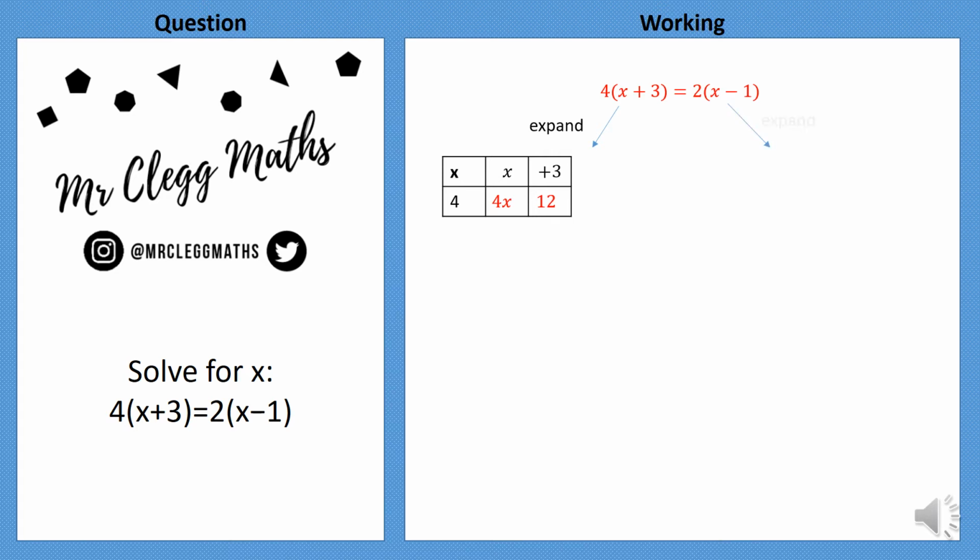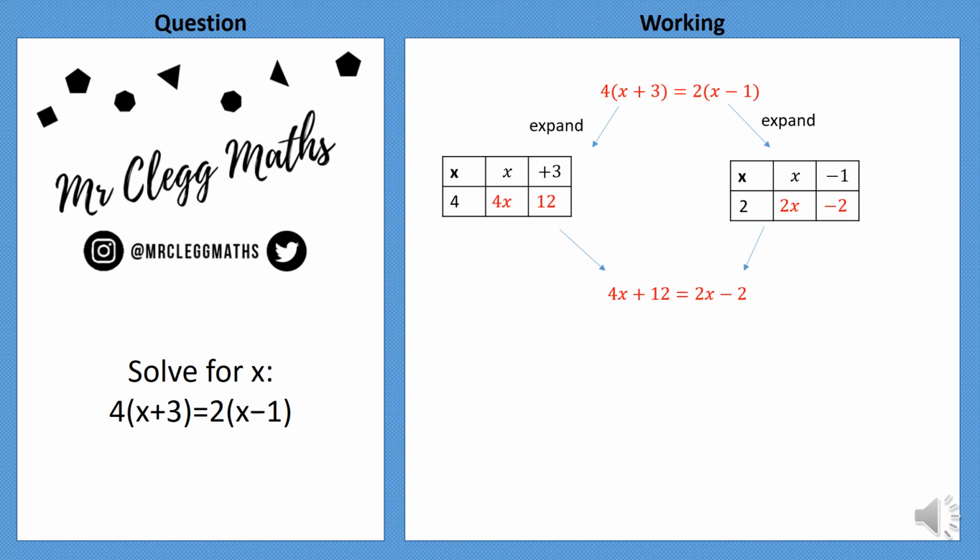If I expand the right hand side in exactly the same way, I need to multiply x minus 1 by 2. So 2 times x is 2x. 2 times minus 1 is minus 2. And now I'm going to put those back. All I've done is rewrite the expressions on either side of the equal sign there, so I've not changed anything. So I can put them back in as the equation. I can say that 4x plus 12 is equal to 2x, take away 2.